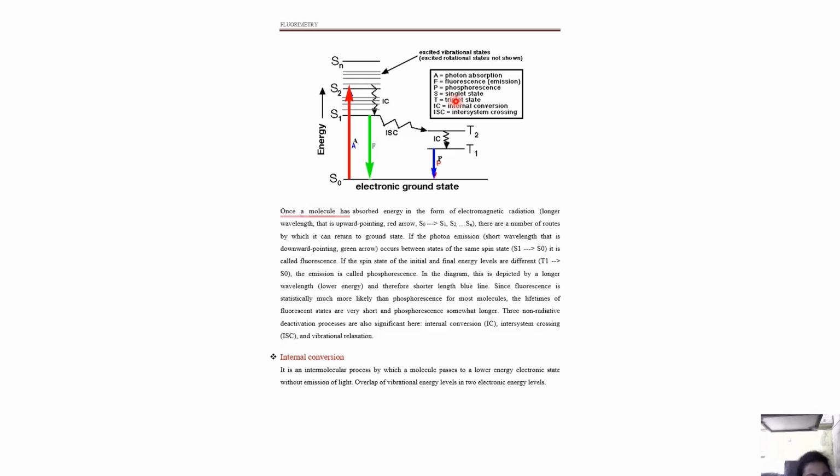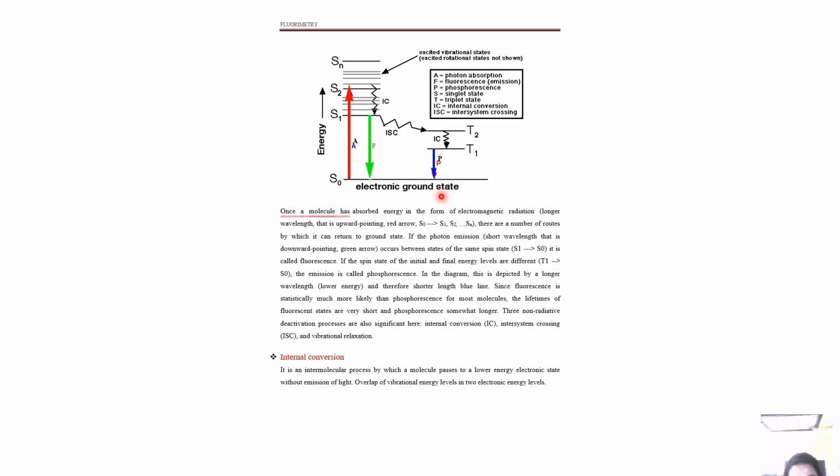Okay, so once a molecule has absorbed energy in the form of electromagnetic radiation, there are a number of routes by which it can return to the ground state. If the photon emission occurs between states of the same spin state, it is called fluorescence. If the spin state of the initial and the final energy levels are different, the emission is called phosphorescence, right? In the diagram, this is depicted by a longer wavelength, lower energy and a shorter wavelength blue line.